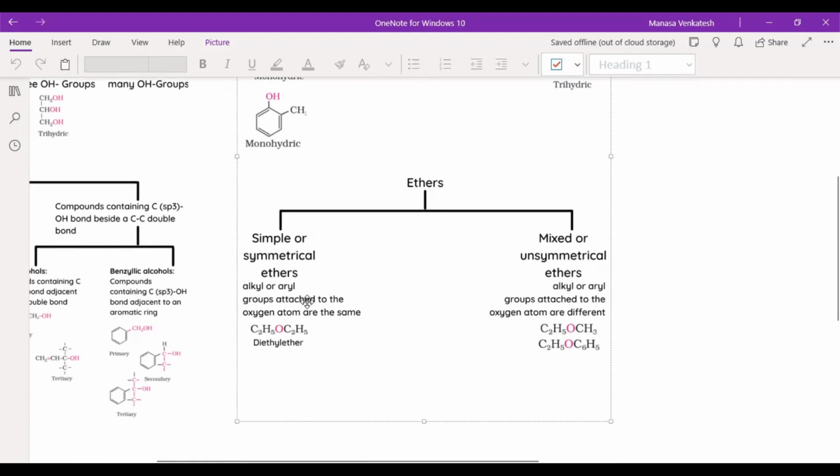In case of alcohols and phenols, you have OH as a functional group. In case of ethers, instead of a hydrogen as in alcohols, we have another alkyl group, right? If both the alkyl groups are the same, it's called a simple or symmetrical ether. Mixed or unsymmetrical ethers, on the other hand, have different groups. Here you have C2H5 and here you have a CH3. These are two different groups, so this type of ether is called a mixed or unsymmetrical ether.